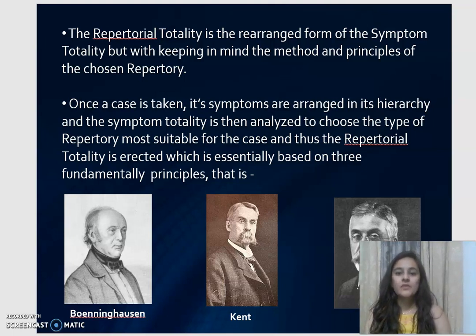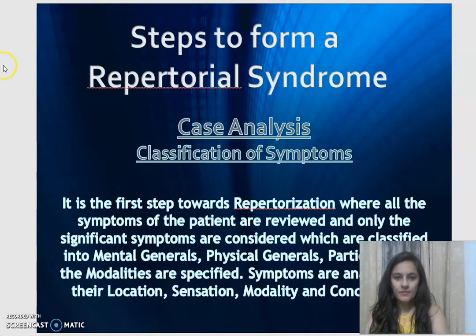Kent. So once a case is taken, its symptoms are rearranged in their hierarchy, and the symptom totality is then analyzed to choose the type of repertory most suitable for the case, and thus the repertorial totality is erected, which is essentially based on three fundamental principles, that is Boenninghausen, Kent, Boger. Now steps to form a repertorial syndrome. So these are the various steps that we are going to study under the repertorial syndrome.